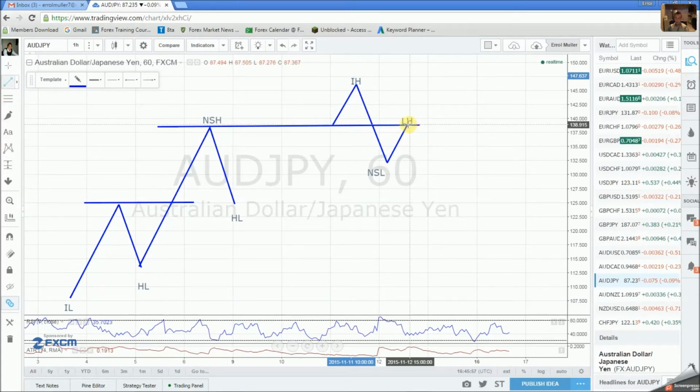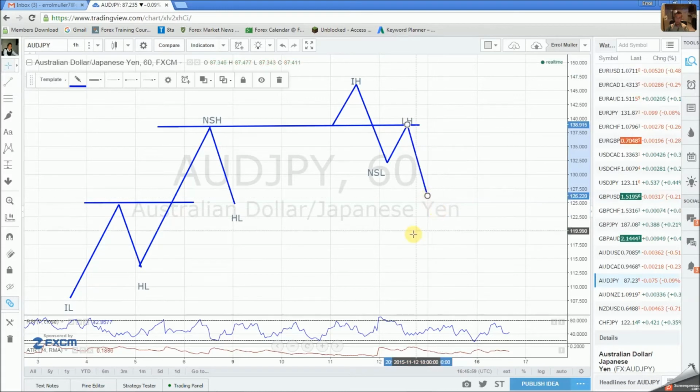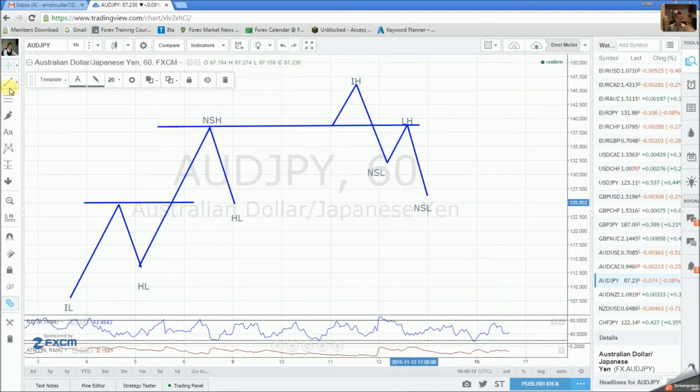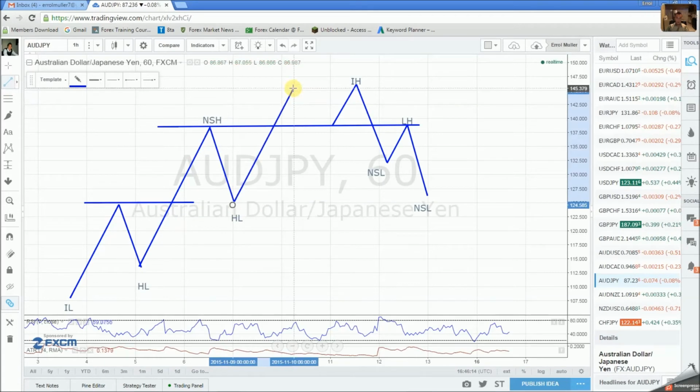Then the market decides to put in what we would call a new structure low, same as a new structure high. Seeing that we're now in a bearish movement, we call this a new structure low. So there you have it, guys.